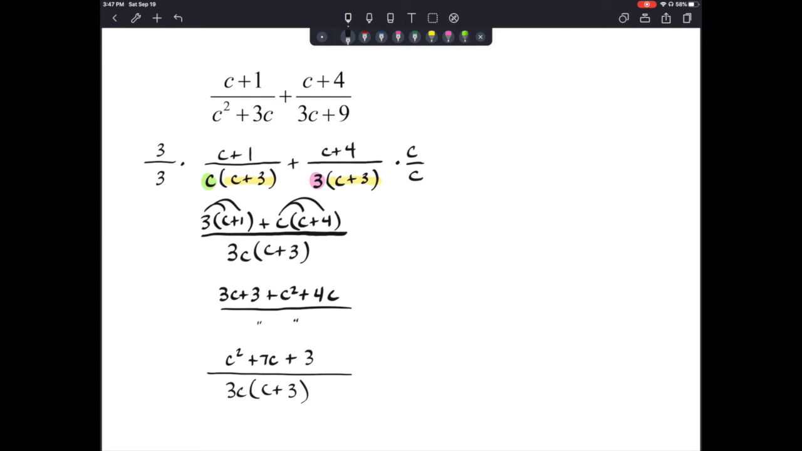As we look at that, I don't believe that our numerator factors at all, so we won't be able to cancel anything out, and this is our answer for that problem. C squared plus 7c plus 3 over 3c times the quantity of c plus 3.